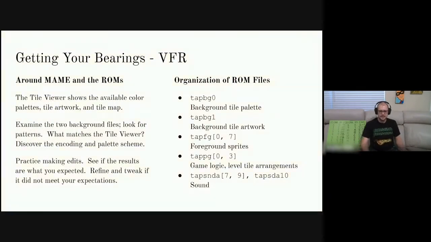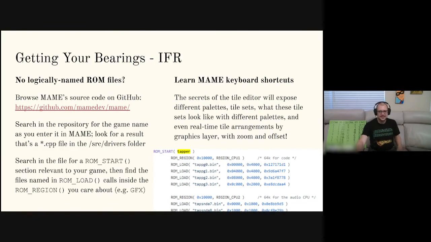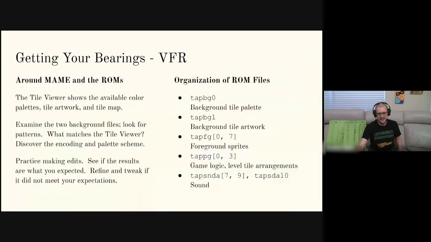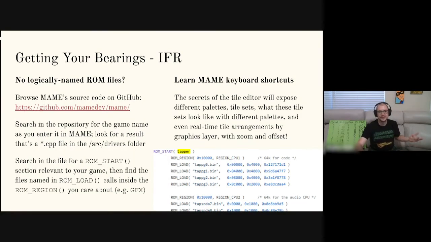So let's go on and talk about now, instead of the wibbly wobbly guess and check way, the IFR way, the instrument flight rules. This is the fancy stuff. This is what you pay big money for. So let's say that the Tapper game, for instance, instead of having BG, PG, and FG like you have on the right, let's just say it's Tapper 1 through 20. Now you have no idea which ROM is doing what. This is going to be a lot of hassle to open them all up and do the technique that I just described. So what you can do instead is browse MAME source code on GitHub.